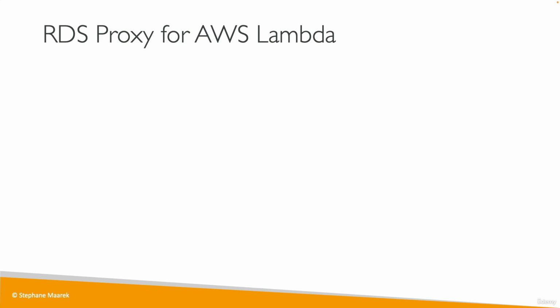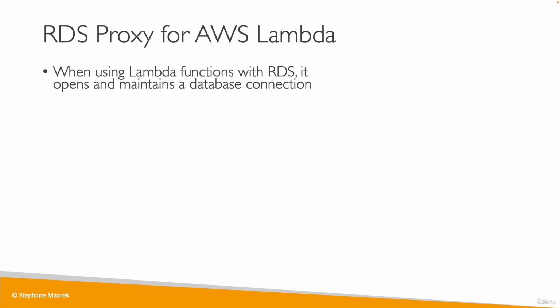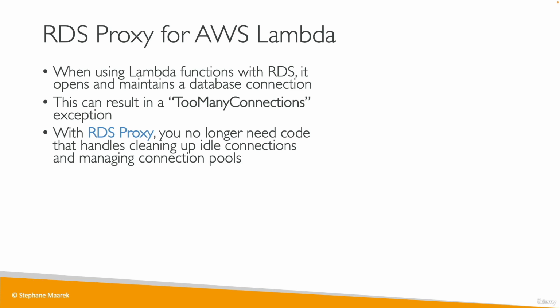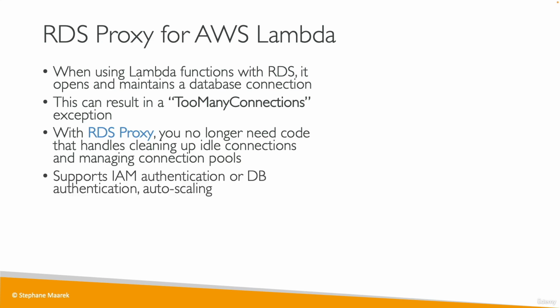Another feature for RDS is the RDS proxy for AWS Lambda. So when you use Lambda functions with RDS, they actually open and maintain a database connection. And if you have many Lambda functions executing concurrently, you may happen to encounter a too many connections exception. So if you use RDS proxy, you no longer need code to handle cleaning up idle connections or managing connection pools, because all of this is done by the proxy itself.